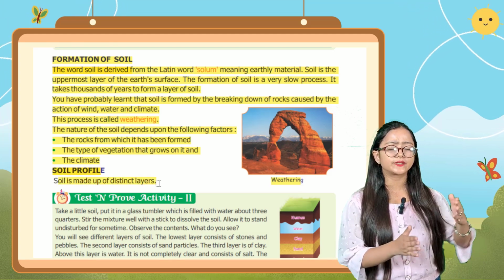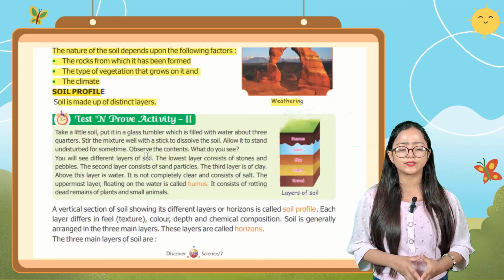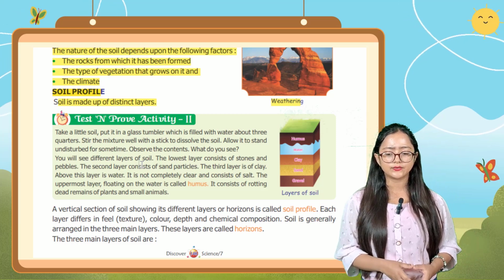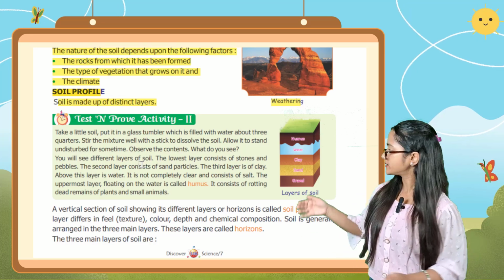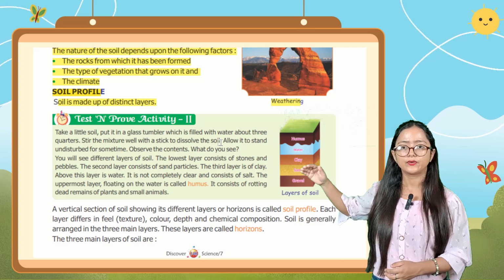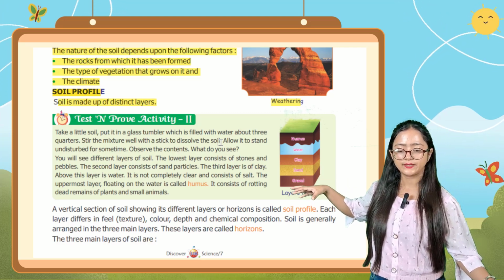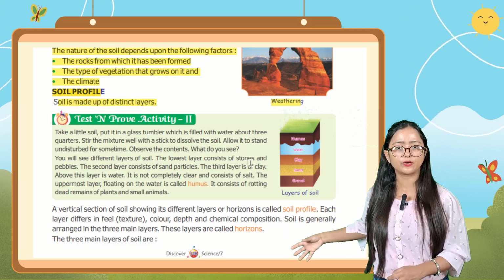Soil is made up of distinct layers. So there is an activity, test and prove activity second. This you have to perform by your own. So in this you can see there are layers of soil. In the diagram also you can see the layer of soil. The top soil you can see in which the humus is there. Okay, then after that there is water in this layer of soil, and then there is clay, then there is sand, and then there is gravel, the bedrock area.